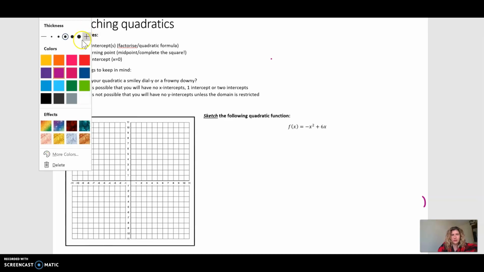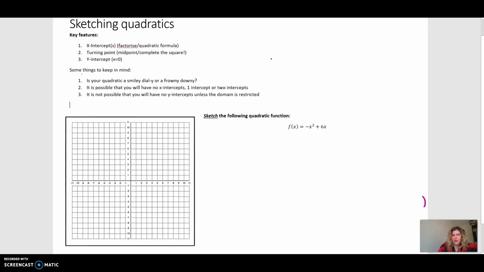Okay, so for this one, I'm just going to change my pen color. Let's go for blue. Alrighty, so we've got negative x squared plus 6x. Now this negative x squared, that's going to change what our function looks like, but we'll talk about that in a second. So first thing again, we're going to find the x-intercepts.